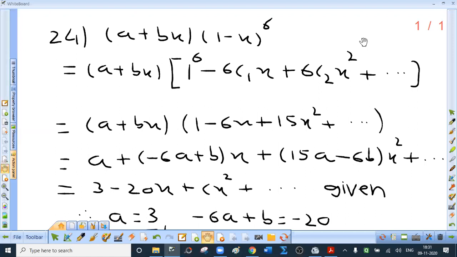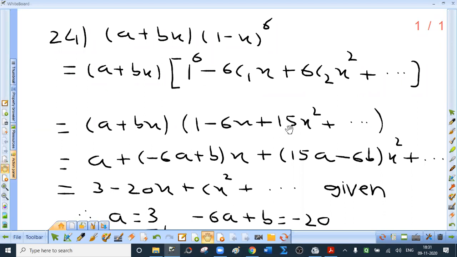24th sum, a plus bx into 1 minus x raised to 6 is 3 minus 20x plus cx square plus dot dot dot. Then find a, b, c. See, we need not find terms after x cube in the expansion, for the simple reason we are interested in terms up to x square only, right? So 1 minus x raised to 6 is 1 raised to 6. Terms are alternately positive, negative. So minus 6c1 x plus 6c2 x square. That's it. Now 1 is 1, 6c1 is 6, 6c2 is 15.